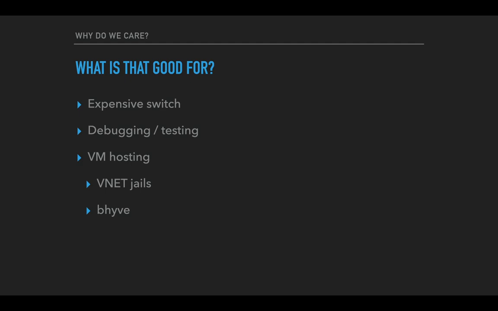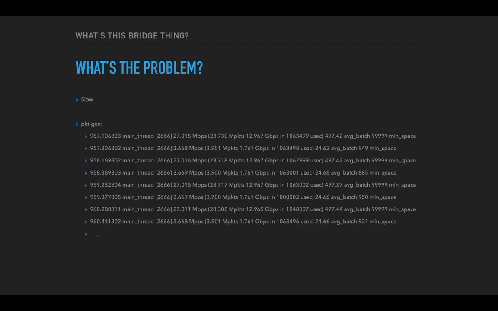So that all sounds really wonderful, but obviously there's a problem somewhere, because if there's no problem, there's no talk, and I've just been wasting your time, and that would be wrong. So there is a problem, and the title of the presentation probably already gave you a clue. The problem is that IF Bridge in FreeBSD is or was slow.